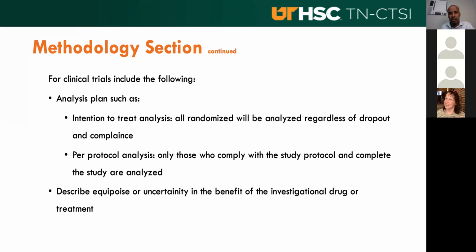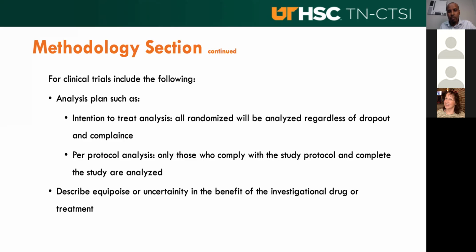The other type of analysis is called per protocol analysis. Only those who comply with the study protocol and complete the study are analyzed. I prefer the second, per protocol analysis, because you don't just analyze data on participants who have not adhered to the guideline at the beginning of the study. But you can use whichever you like, or based on the target journal recommendation.